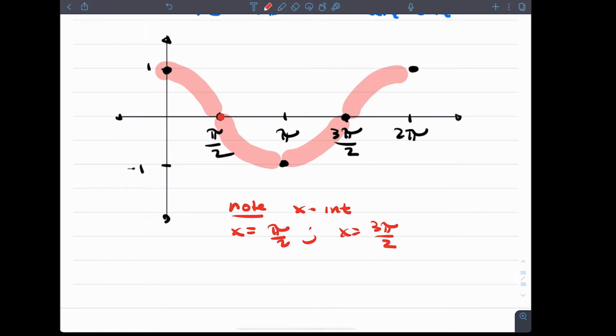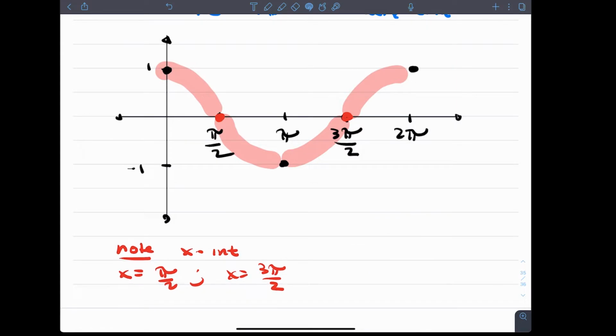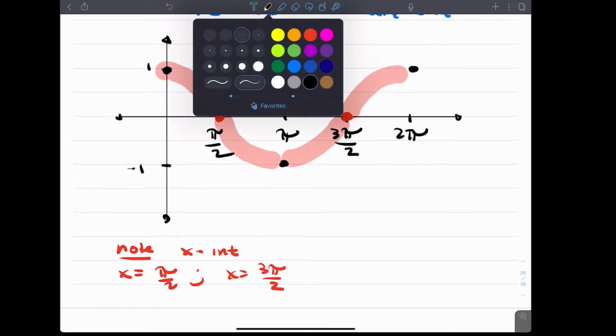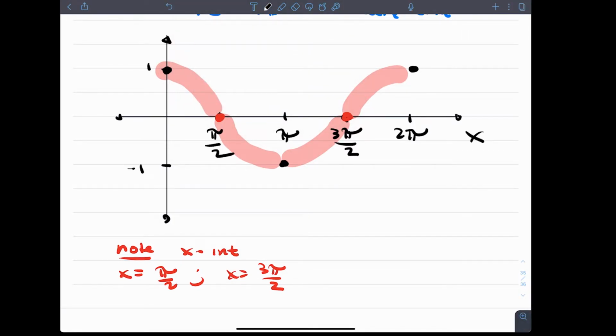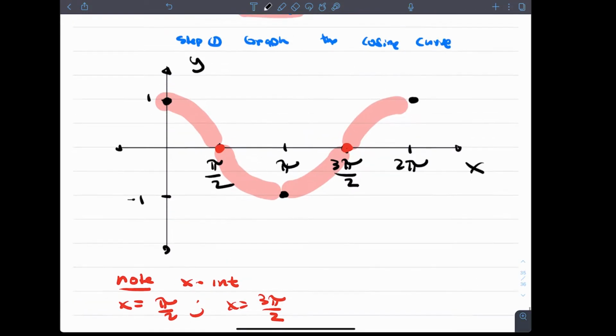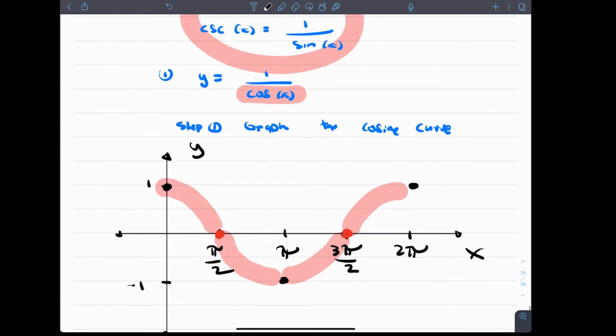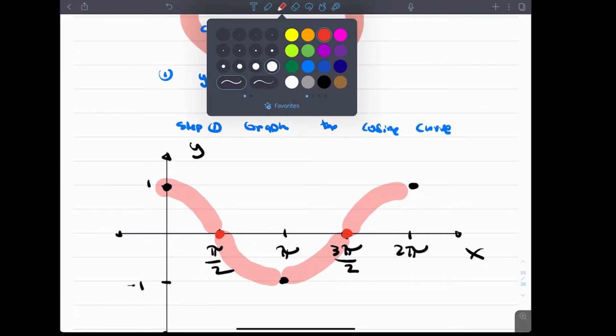Now, this is for cosine. You say, am I looking at this and this? And I'll say, yes, those are the x-intercepts. You guys okay with that? All right, ladies and gentlemen. So far, so good. But what are you really supposed to graph? Not cosine. Do you guys look at this? This is secant.